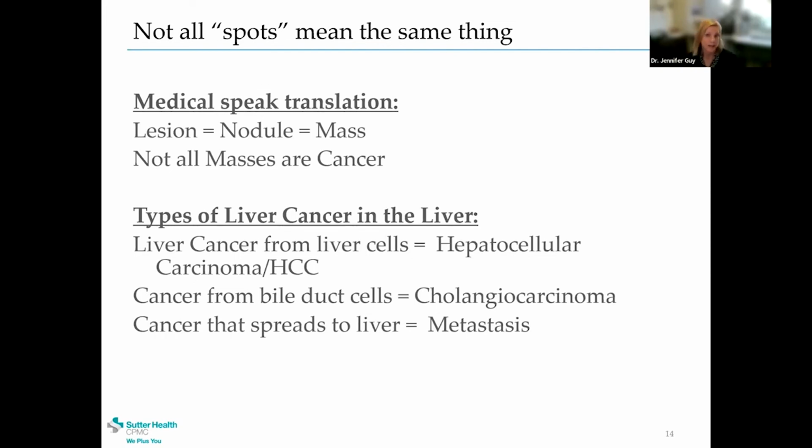The types of liver cancer that we see in the liver, as mentioned, are liver cancers from the liver cells. That's called hepatocellular carcinoma. There can be cancer from the bile ducts, which is called cholangiocarcinoma. And there can be cancer that spreads from outside the liver, from other places with cancer, like the colon or the breast, and it goes to the liver, and that's called a metastasis.